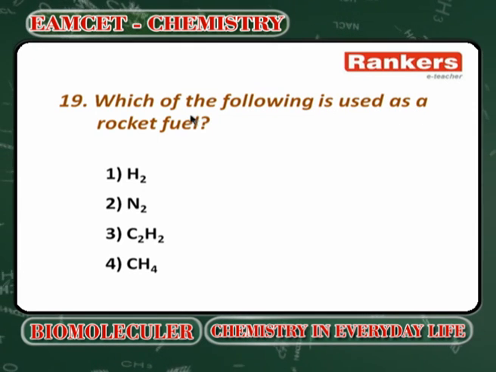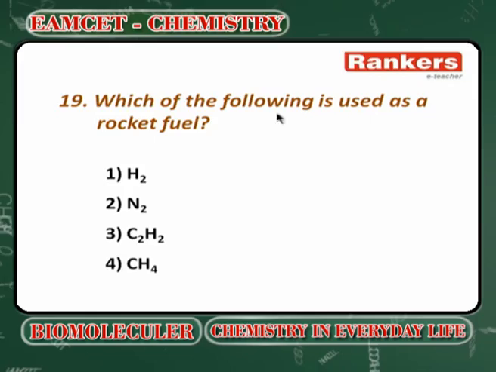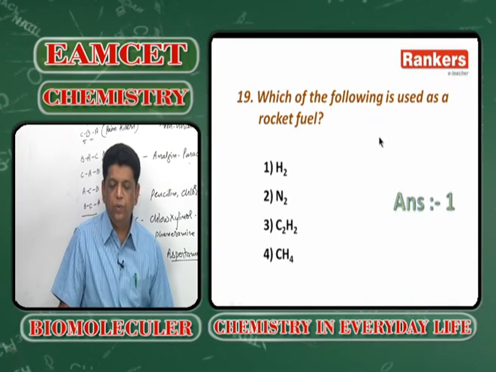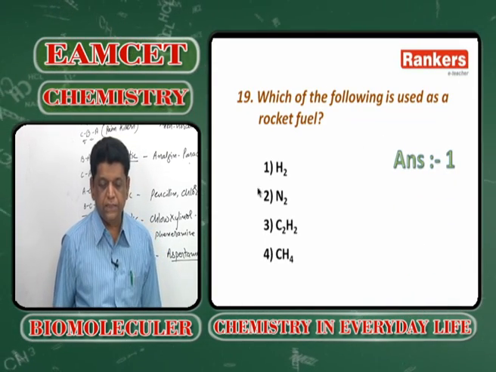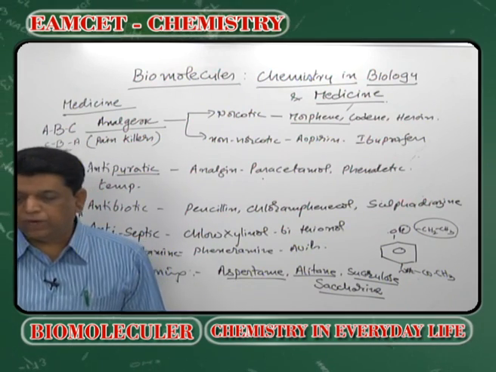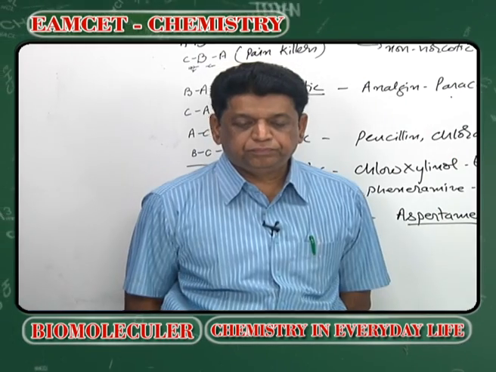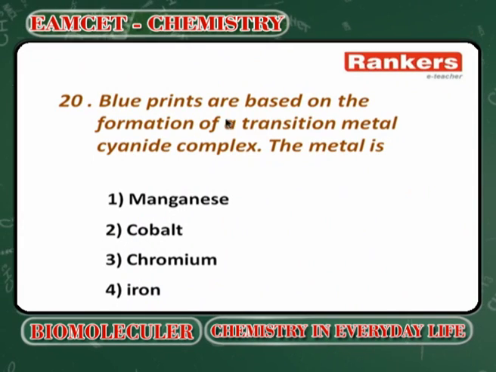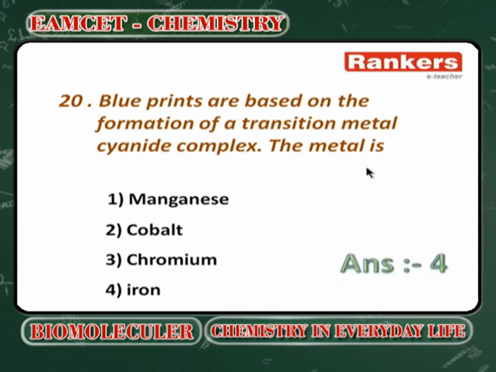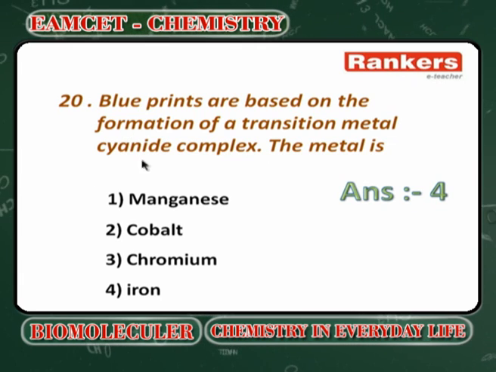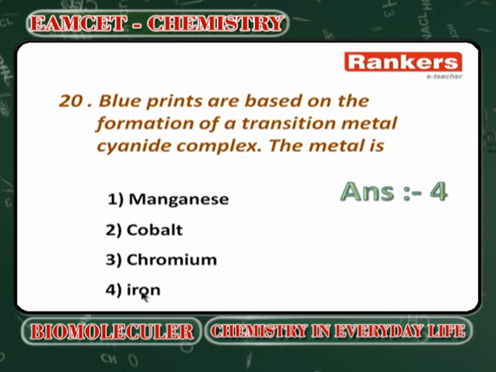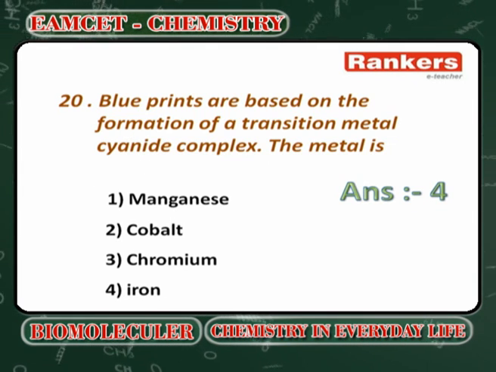Which of the following is used as a rocket fuel? Hydrogen gas with oxygen is used as a rocket fuel. Next. It is also called propellant. Next. The blueprint is based on the formation of a transition metal cyanide complex. The metal is chromium, I think. Iron, oh I see, iron gives the blueprint. Next.